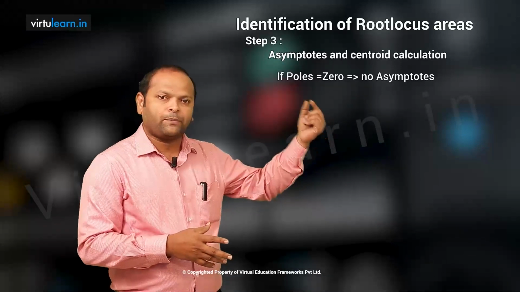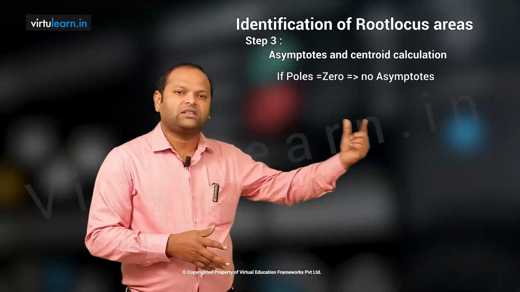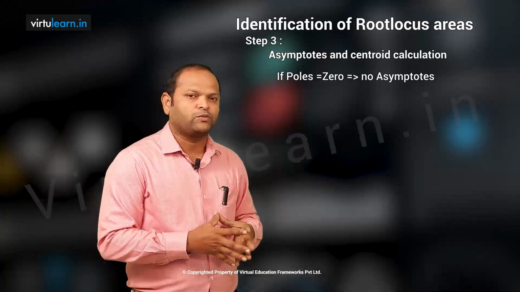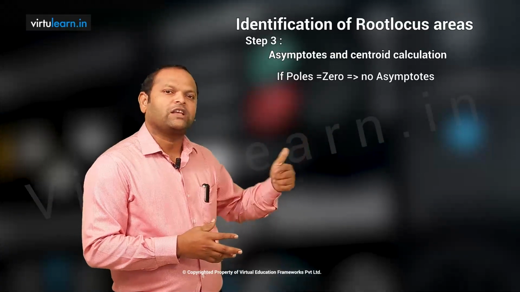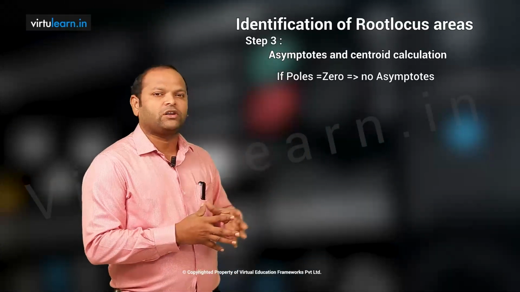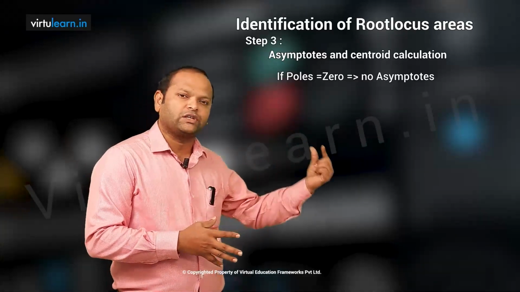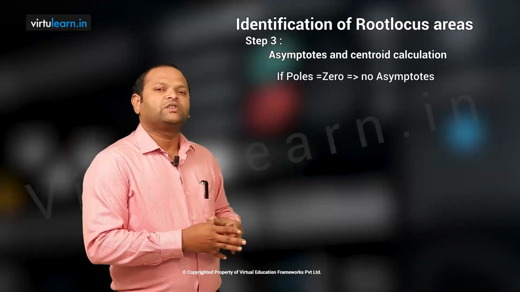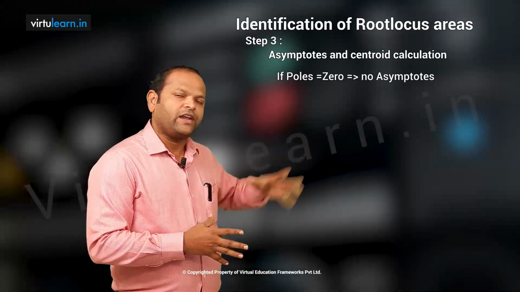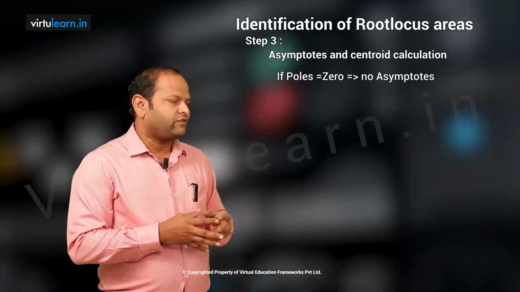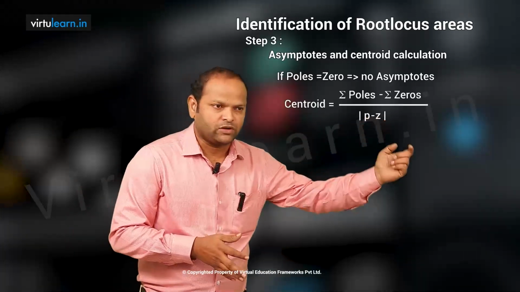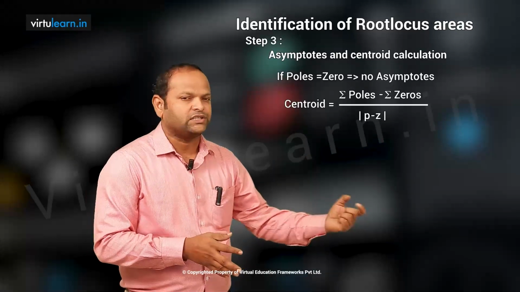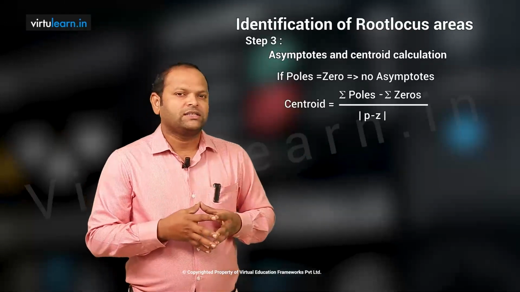Where P is the number of open loop poles, Z is the number of open loop zeros. So if these two are equal, asymptotes are not needed, and this step is not needed. Simply write, since A is equal to 0, no asymptotes at all. For example, if P is greater than Z, yes, there are asymptotes. When asymptotes are there, you find out the centroid. What is the centroid formula? We know it is sigma poles minus sigma zeros divided by P minus Z. In this way you can find the centroid.